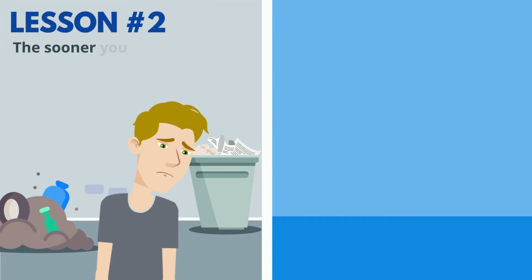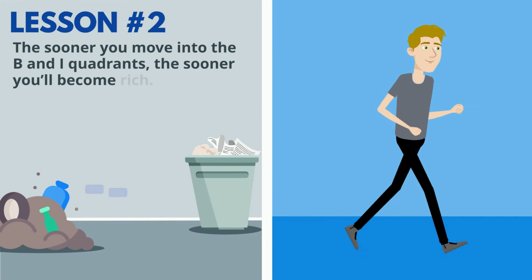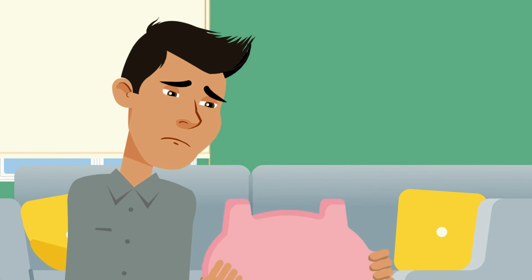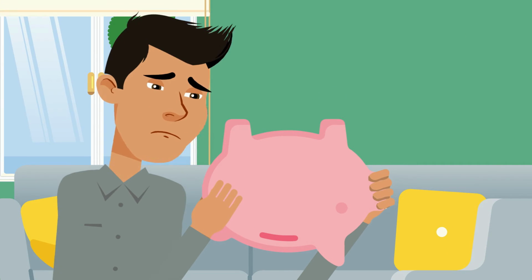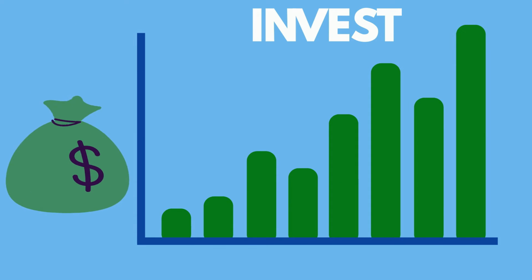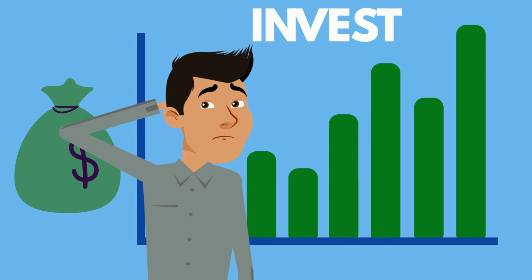Lesson 2. The sooner you move into the B and I quadrants, the sooner you'll become rich. You can't invest if you don't have money, and to get more money, you need to invest it. The more money you have, the more you can invest, and the better your chances of making good investments. So, how do you do it?